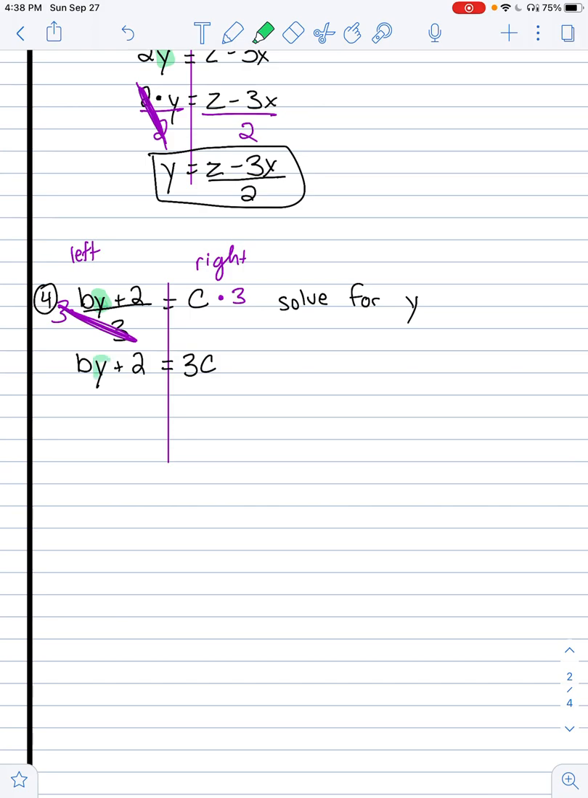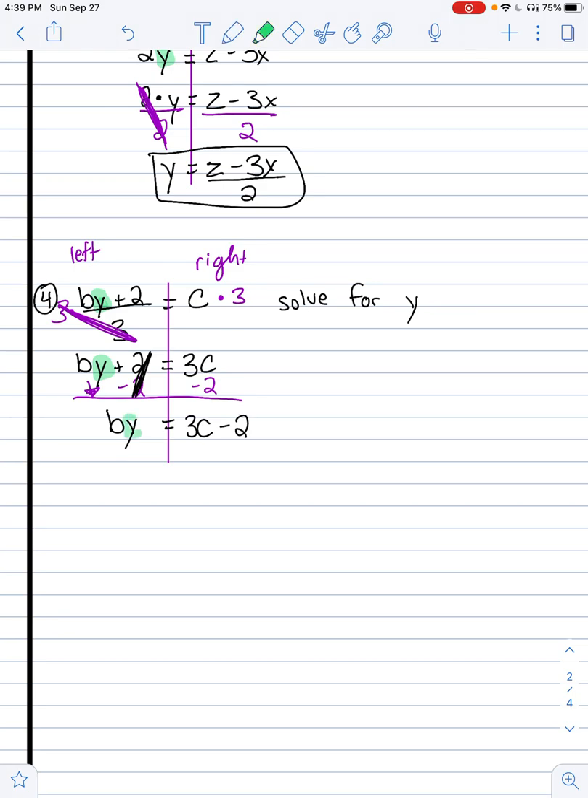Now I still want to get y by itself, but I have a b and a plus 2 attached to it. We always want to get rid of the thing that's either added or subtracted first. So in order to get rid of this plus 2, I'm going to subtract 2 on both sides. I bring down my by because I haven't used that yet. My 2's cancel each other out. And then 3c and 2 don't combine because those are not like terms. They do not have the same variable. So we can just leave it as 3c minus 2.